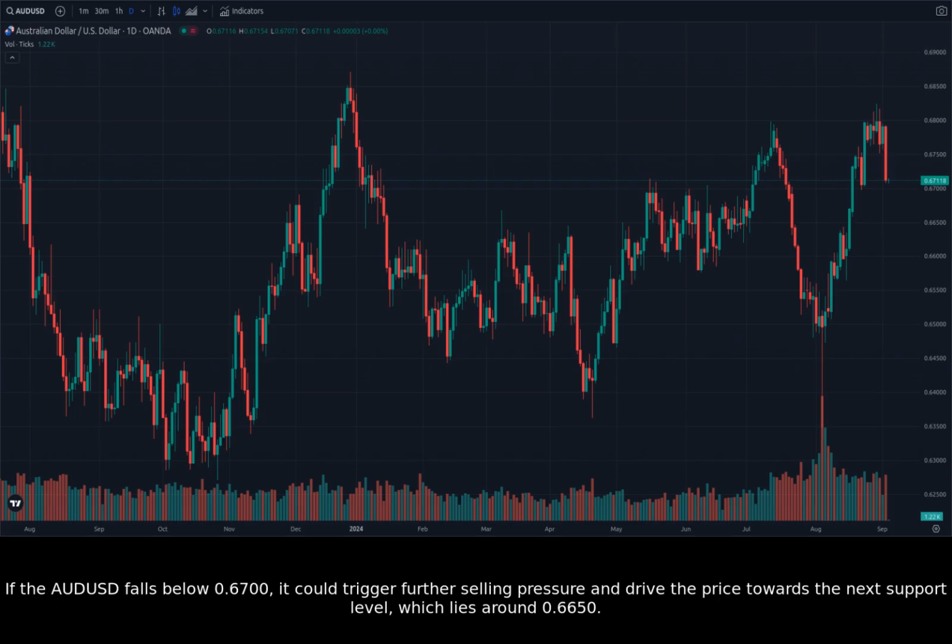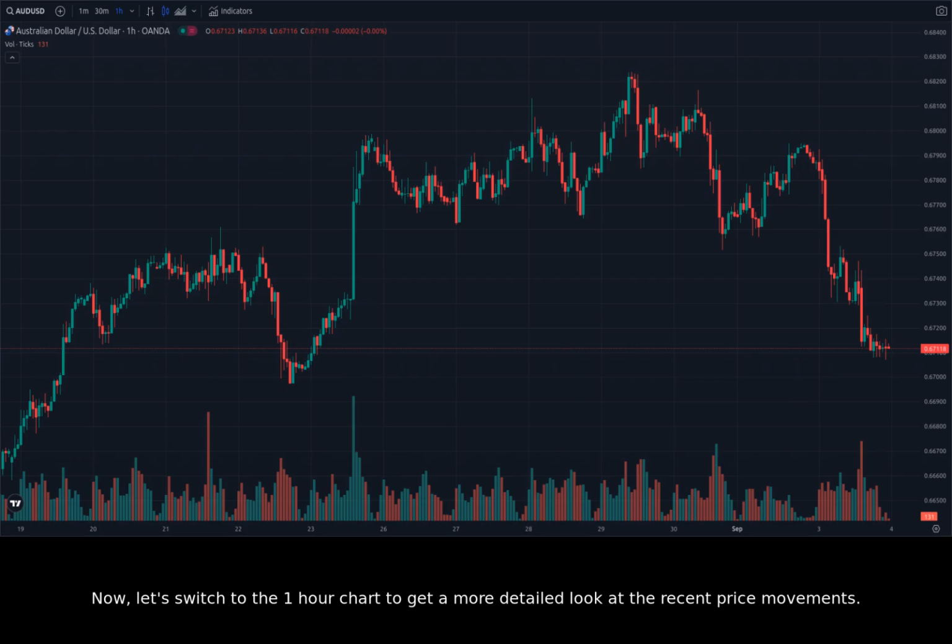If the AUDUSD falls below 0.6700, it could trigger further selling pressure and drive the price towards the next support level, which lies around 0.6650. Now, let's switch to the 1-hour chart to get a more detailed look at the recent price movements.